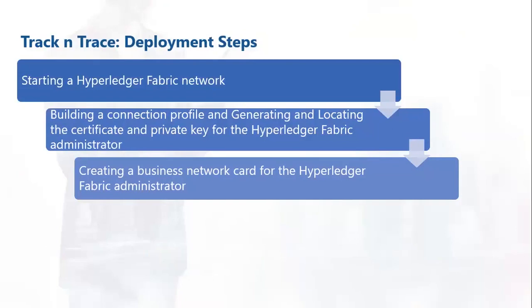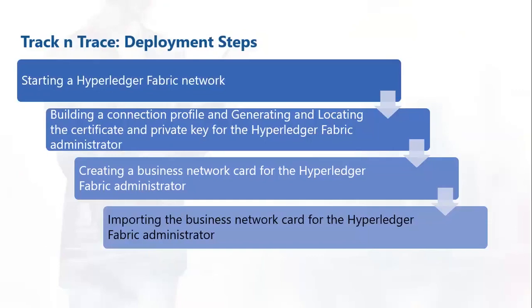A business network card contains all the information required to connect to a blockchain business network and the underlying Hyperledger Fabric network. This information includes the connection profile created in step 2 and the certificate and private key for the administrator generated in step 3, as you can see on your screens. Once the card is generated, it can be used to install and start or upgrade a business network archive into the Fabric network. Thereafter, we proceed to installing our business network.